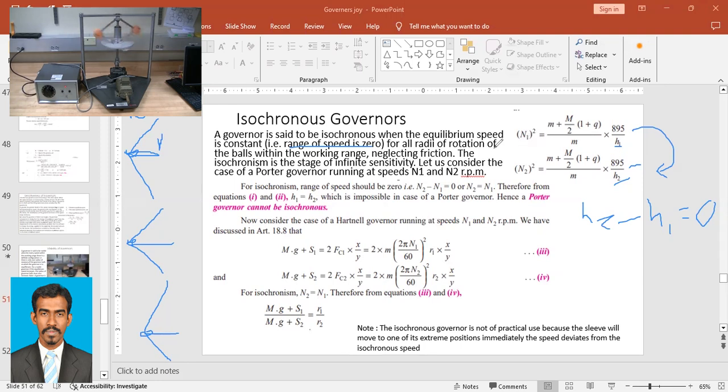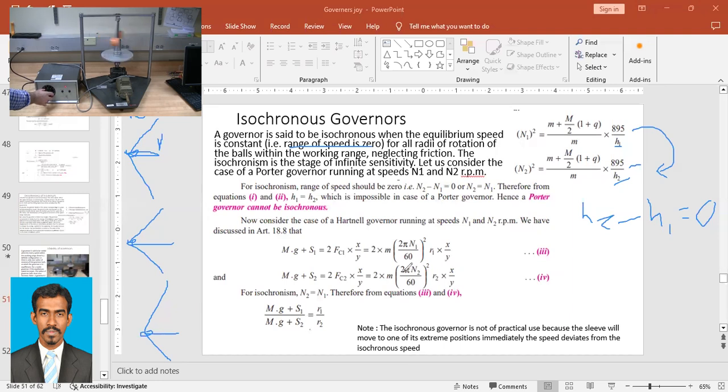So we'll apply the equations for the Hartnell governor, for the speed N1 and speed N2. These are the equations which we have already studied while discussing the Hartnell governor. Mg plus S1 is equal to 2 F_c1 into x by y. When you replace it with the final equation, you will have 2m into (2 pi N1 by 60) whole square r1 into x by y. Similarly, for speed N2, we will have 2m into (2 pi N2 by 60) whole square r2 x by y.